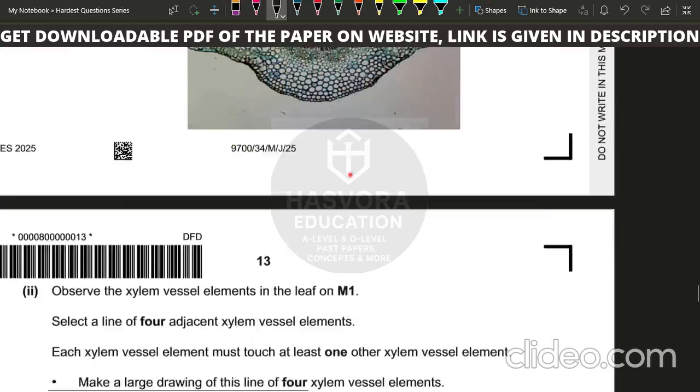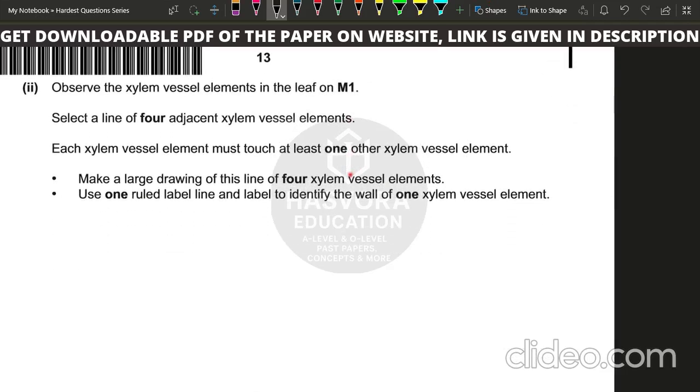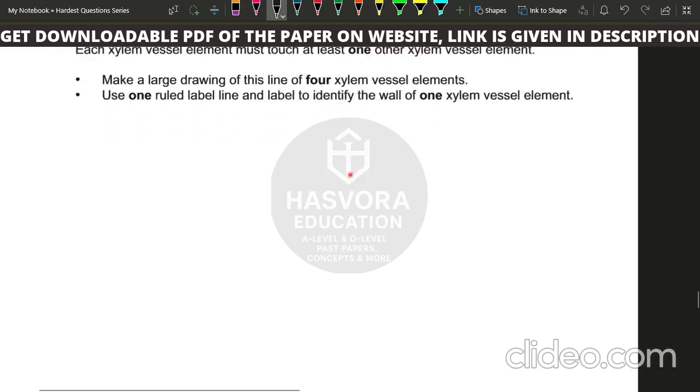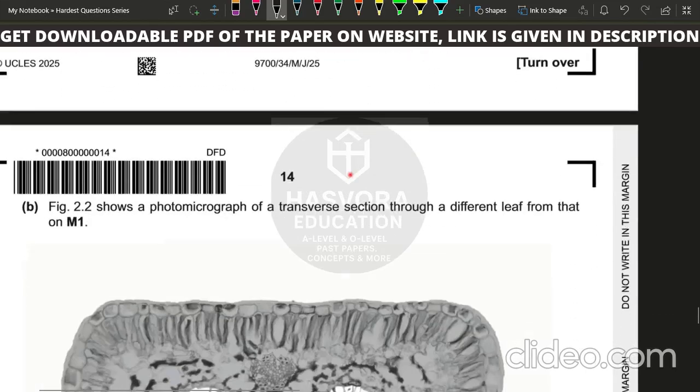Let's move on to the second part, which says observe the xylem vessel elements in the leaf of M1. Select a line of 4 adjacent xylem vessels. I have already made a full video on the drawings of the cells, the xylem vessels, the mitotic cells, the root hair cells, also for the bronchus, and for the different structures for the dicot stem and for the root. Okay, so you can just watch that video. I have also covered the xylem vessel elements in that one. Okay, so for this one we'll now be doing the calculation.